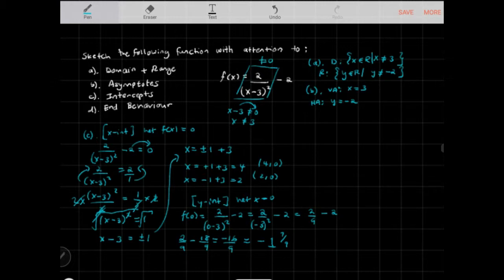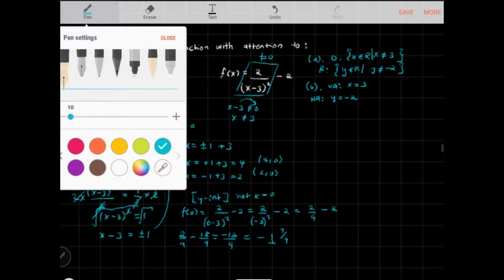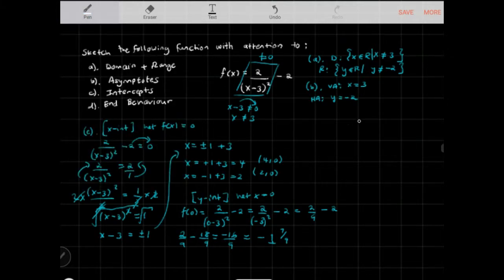And what you can do now is let's create a sketch of this function. Okay, so I have all the information that I need. I'm just going to create a grid system out here.